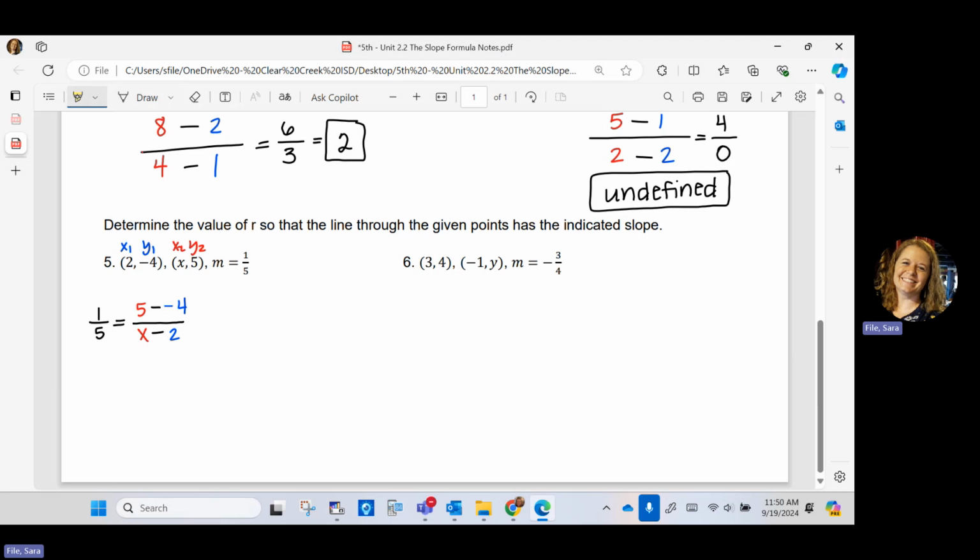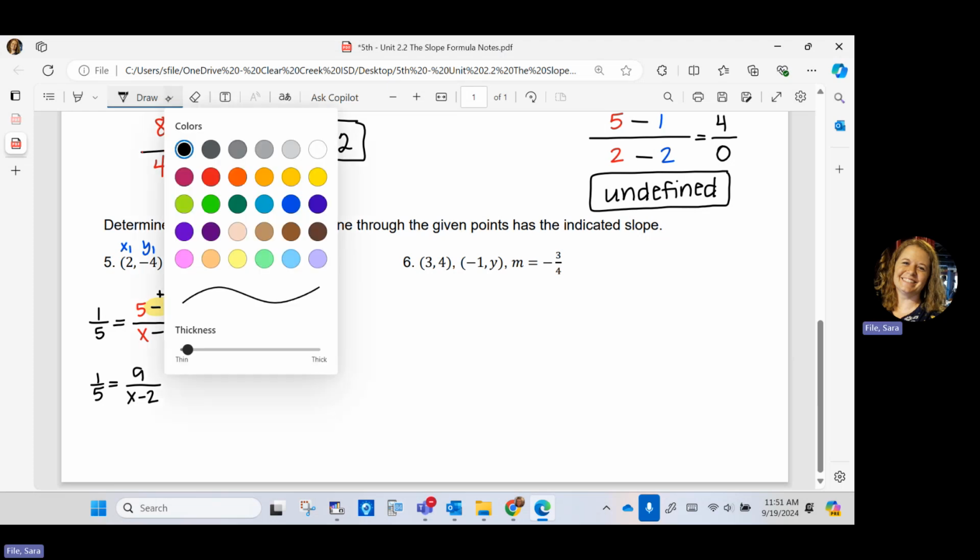So on the top, I'm going to go ahead and simplify this. Okay, so when I simplify there, I get a plus, which makes that 9. Okay, so I've got 1/5 equals, and then that's 9 over x minus 2. Now you have 2 ways to do this. I think probably the easiest for y'all is to cross multiply.